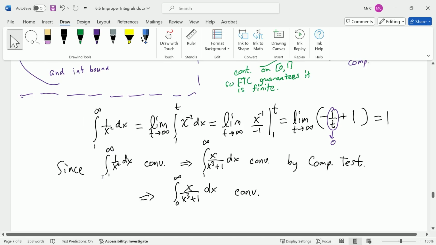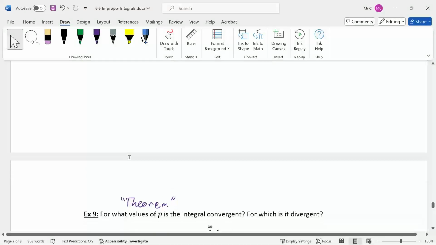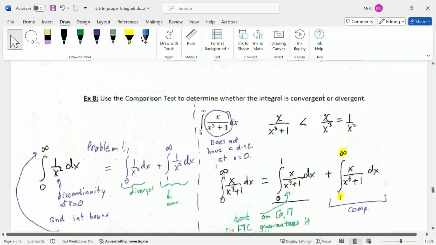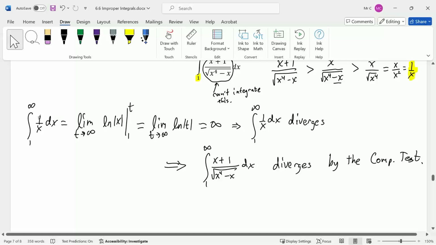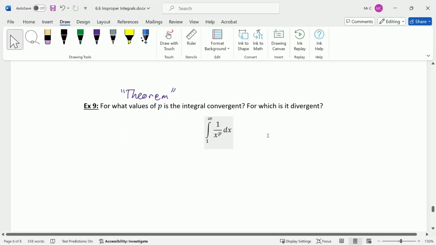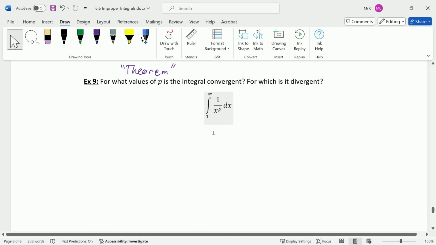Notice this integral here, we used 1 to infinity of 1 over x squared dx. That's the same thing as this when p is 2. And if we look at the example before, the function we compared to was just 1 over x, which is the same as this integral when p is 1. So knowing a few general facts like this about certain types of integrals can make finding comparisons easier, and that's why we're taking a look at this.